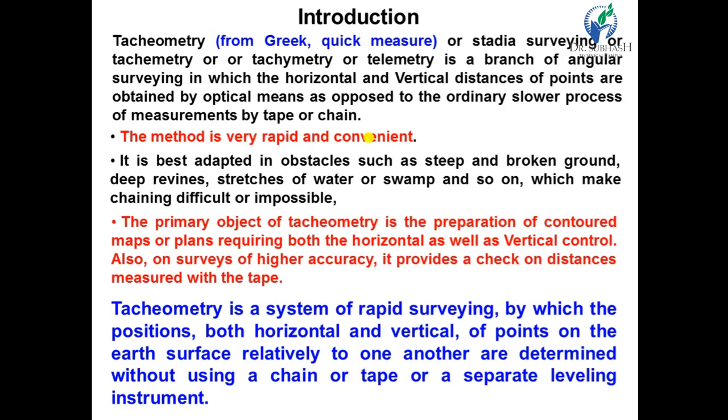The primary object of tachyometry is the preparation of contoured maps or plans requiring both horizontal as well as vertical control. On surveys of higher accuracy, it provides a check on distances measured with the tape. It is also useful for cross-checking our measured distances. Tachyometry is a system of rapid survey by which the positions, both horizontal and vertical, of points on the Earth's surface relative to one another are determined, without using a chain or tape or a separate leveling instrument.